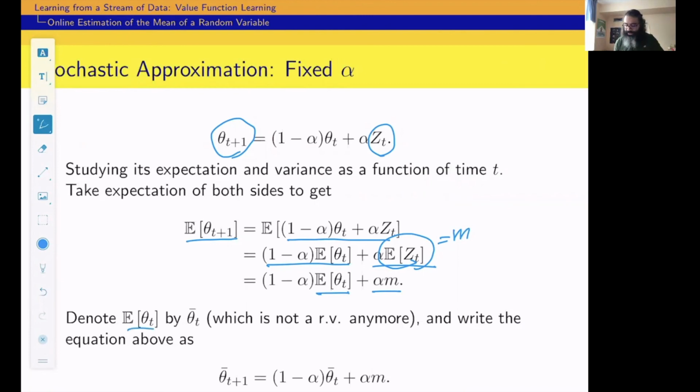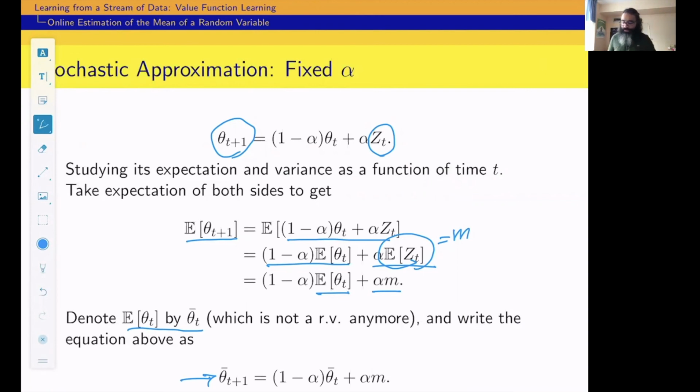So we take expectation, and we denote the expectation of theta t by theta bar of t, just to simplify the notation. This is not random anymore. And then the equation that we have above would be theta bar at time t plus 1 is 1 minus alpha times theta bar of t plus alpha m.